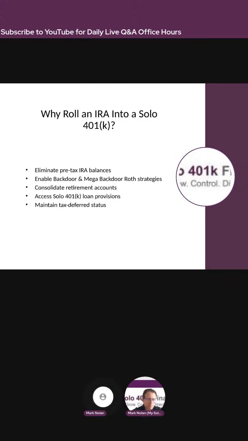Why roll over an IRA to a solo 401k plan? Well, this strategy is commonly used to eliminate pre-tax IRA balances for backdoor Roth IRA planning. We did a webinar yesterday called the Roth Trifecta, where we discussed how you can perform a backdoor Roth IRA. Many of our clients process the mega backdoor Roth solo 401k, and they also process a backdoor Roth IRA. You can actually do both in the same year.